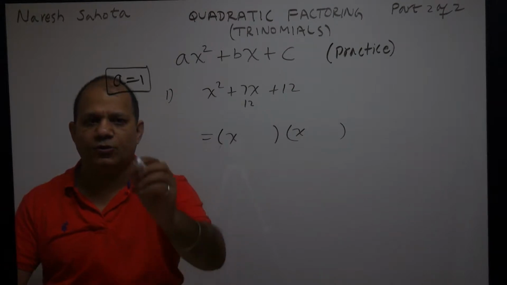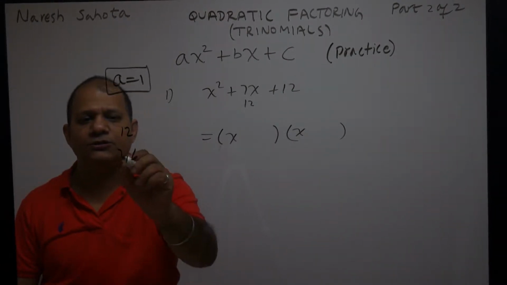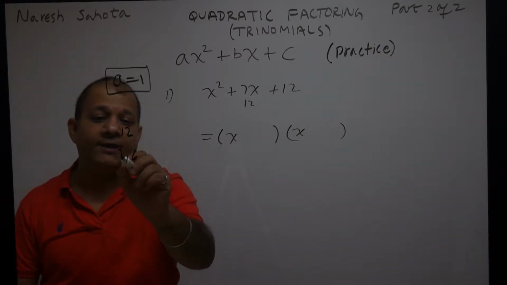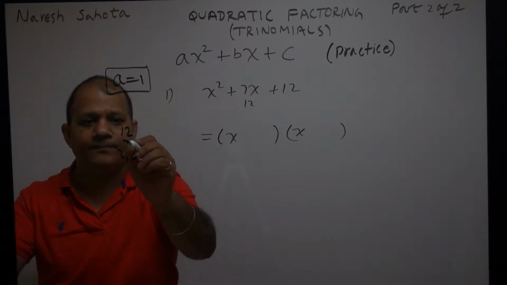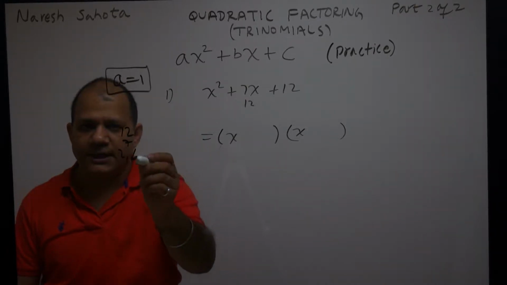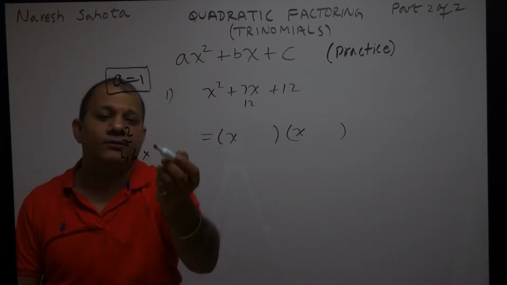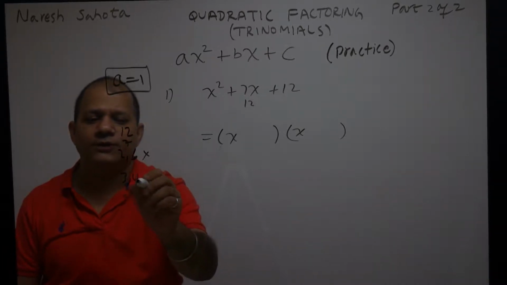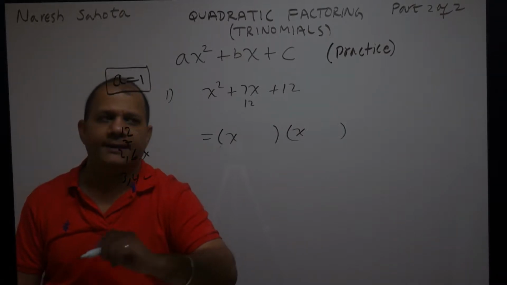So what are factors of 12? Let's say 2 and 6. 2 times 6 we get 12, but if I add these I get 8, not 7. And if I subtract I get 4, right? So this combination doesn't work. Now what are other factors of 12? 3 times 4. So 3 times 4 is 12, and when I add 3 plus 4 I get 7.